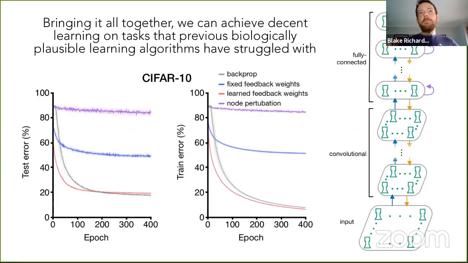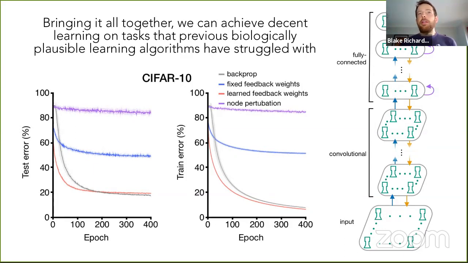What is the result of that? Well, the result of that is that we can actually achieve decent learning on tasks that previous biologically plausible learning algorithms have struggled with. So my group, as well as in collaboration with Tim Lillicrap and a few other groups, have found that some of the other algorithms that people have proposed for biologically plausible learning in hierarchical networks struggle when you present them with some of the data sets that are in fact standard course in machine learning, for example, CIFAR-10 here.